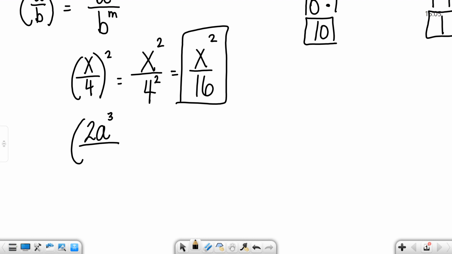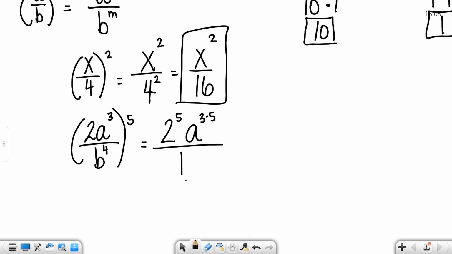2a cubed divided by b to the 4th, all of that raised to the 5th power. Okay, so lots to consider here. Everything in parentheses is going to get raised to the 5th power. So we have 2 to the 5th, a cubed to the fifth, power raised to a power, you multiply those exponents. And then b to the fourth raised to the fifth, power raised to a power, you multiply those exponents.